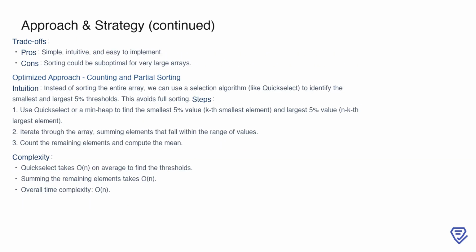While the brute force approach is easy to implement, it comes with trade-offs. On the positive side, it is straightforward, requiring only sorting and basic arithmetic operations. However, the reliance on sorting makes it less optimal for extremely large arrays, where the O(n log n) complexity can become a bottleneck. To address this, we can consider an optimized approach that avoids sorting the entire array. Using a selection algorithm like quickselect, we can directly find the thresholds for the smallest and largest 5% of elements.